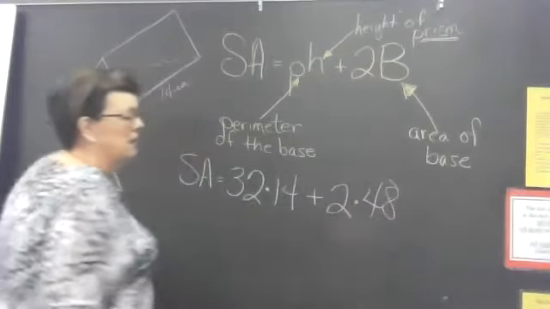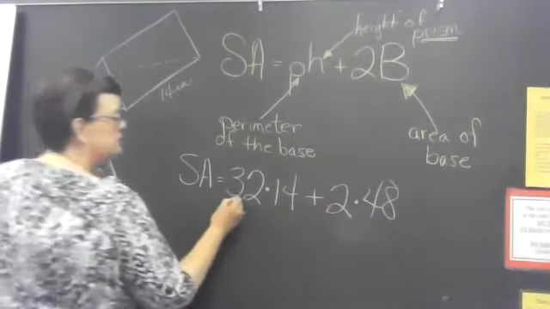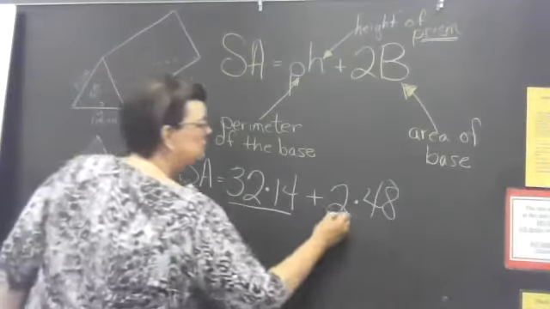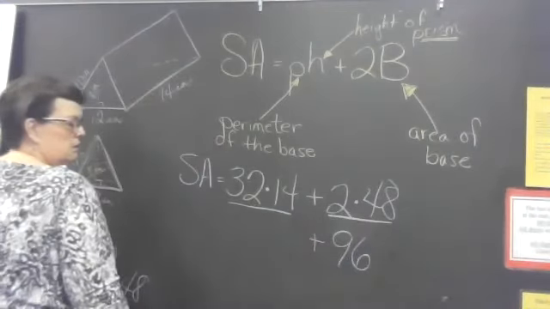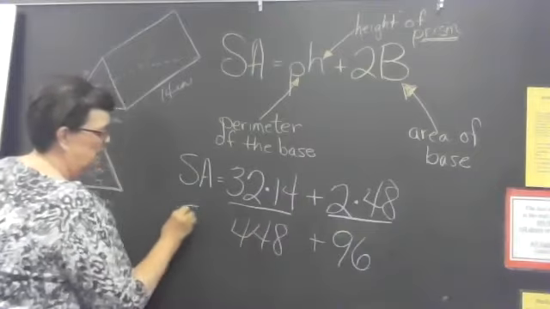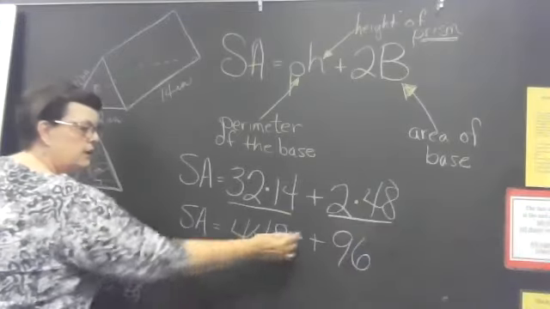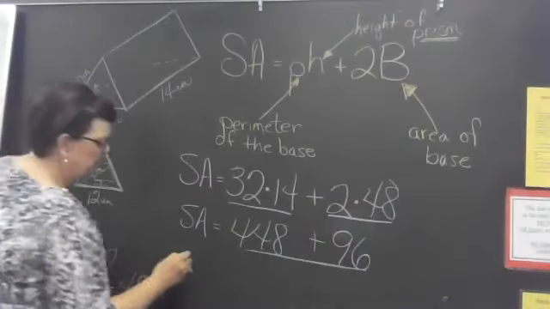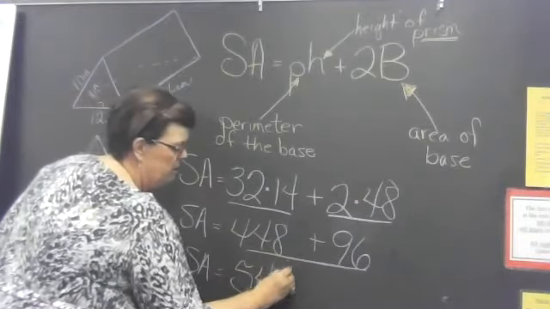And now all we have to do is plug this in a calculator, or you can do the order of operations. I can't remember what this one was. 32 times 14, there's 448. And 2 times 48 is 96. So all we have to do is add these together now, and we get 544. It's area.